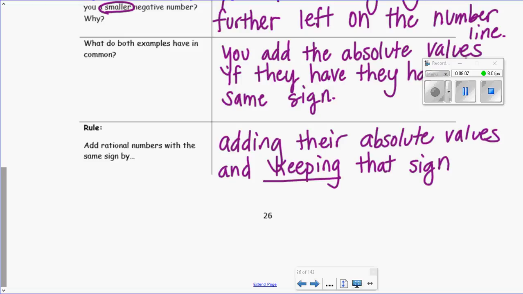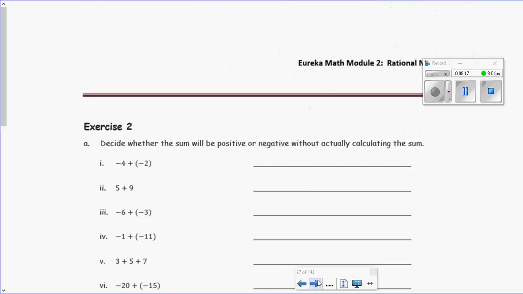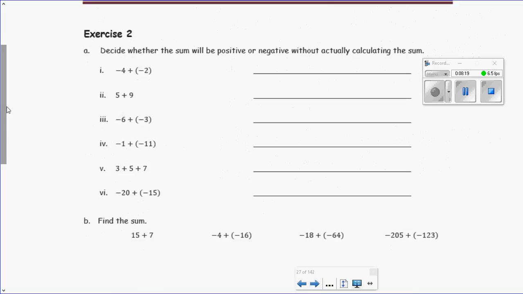Okay, here's where you're going to get to practice. On page 27, pause the video. I want you to try exercise 2, part A. Go ahead and try these. All you're doing is telling me, is the answer going to be positive or is it going to be negative? When you are done, you can unpause it and see how you did.